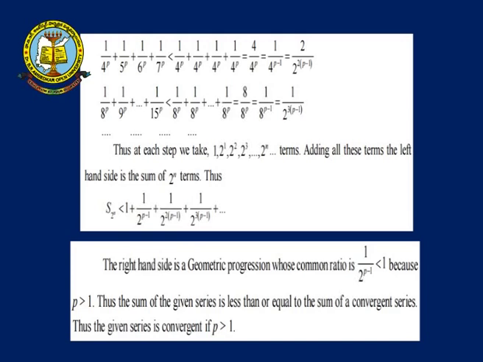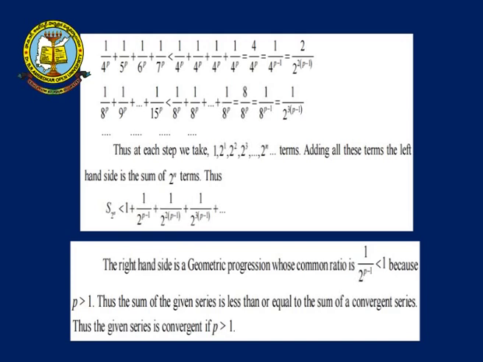From the next two terms we get plus 1 by 2 power p minus 1, and plus another 4 terms is 1 by 2 power p of p minus 1, plus another 8 terms, 1 by 2 power 3 into p minus 1. It clearly appears like a geometric series. The geometric series ratio r is 1 by 2 to the power p minus 1, which is clearly less than 1. So for p greater than 1, the series is convergent.